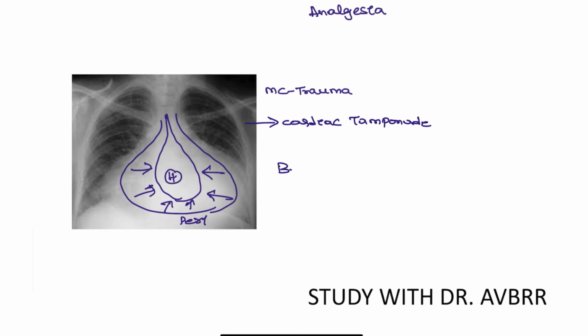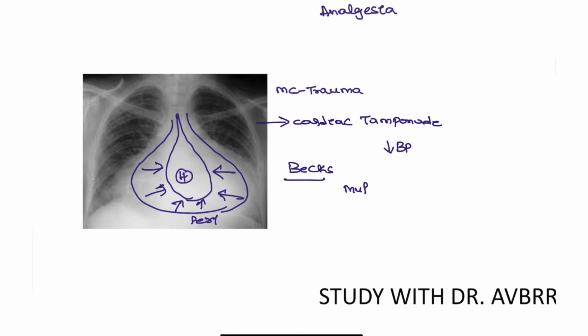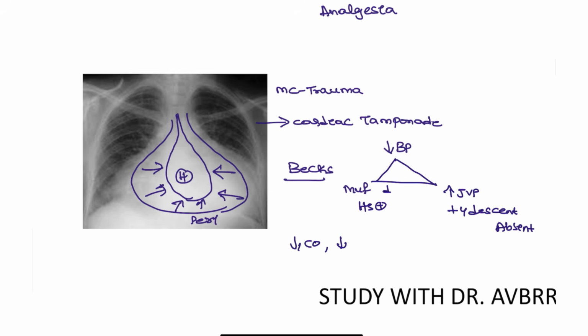Cardiac tamponade has criteria known as Beck's triad. Beck's triad tells us decreased BP or hypotension, muffled heart sounds where the heart sounds are not prominently heard, and increased JVP, plus the Y descent is absent. Obviously, the patient's cardiac output and blood pressure are decreased, and eventually the patient can go into cardiogenic shock.